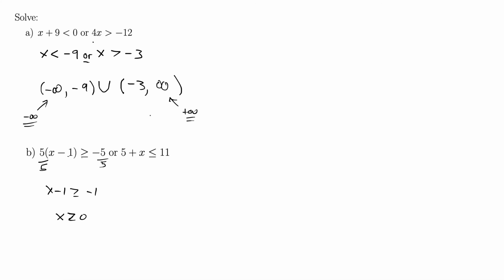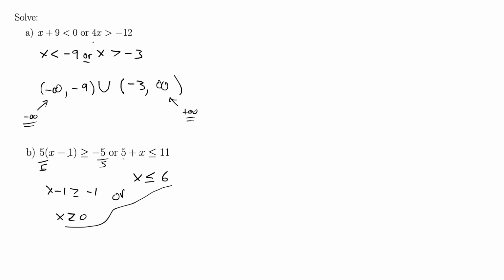Okay, then the second side here we have 5 + x ≤ 11, so we subtract 5 from both sides: x ≤ 6. So we have x ≥ 0, or x ≤ 6. Now this is interesting. We're saying we have all the numbers that are greater than or equal to 0, along with all the numbers that are less than or equal to 6.